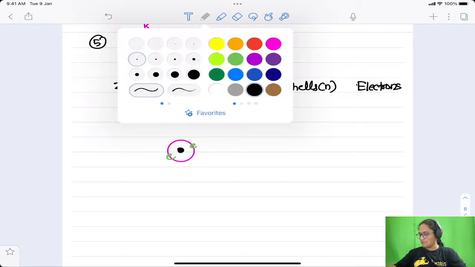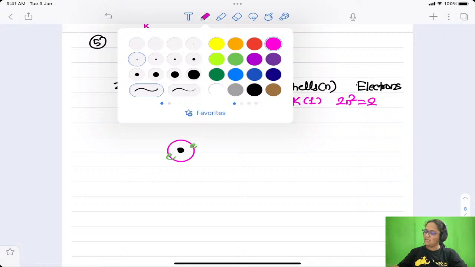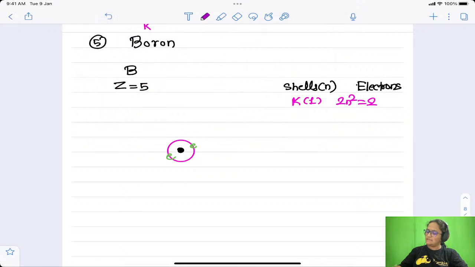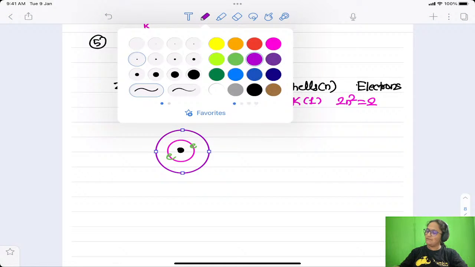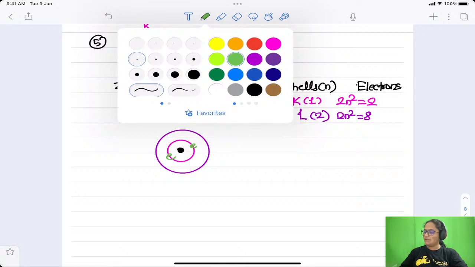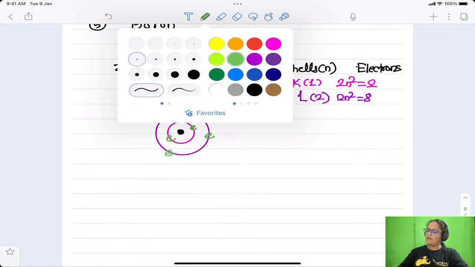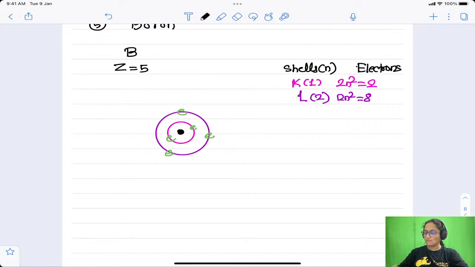Okay, so for shell number 1, that is the K shell, 2n² is equal to 2. Remaining electrons will enter in the next shell. Remaining electrons means 3 electrons, right? So they will enter in the L shell. The L shell is the second shell, for which 2n² is equal to 8. That means in the L shell we can fill a maximum of 8 electrons, right? So 3 will go here. So this is the structure of the atom of boron.